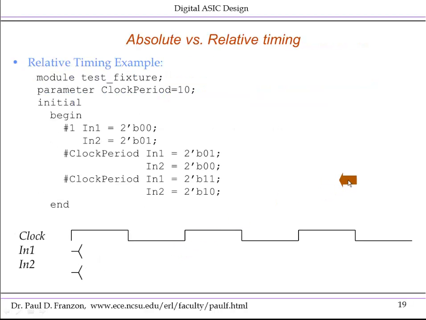Next, I want to cover absolute versus relative timing. So far, we've been using relative timing. That is, we have a begin and an end defining the procedural block, and the delays just simply accumulate.